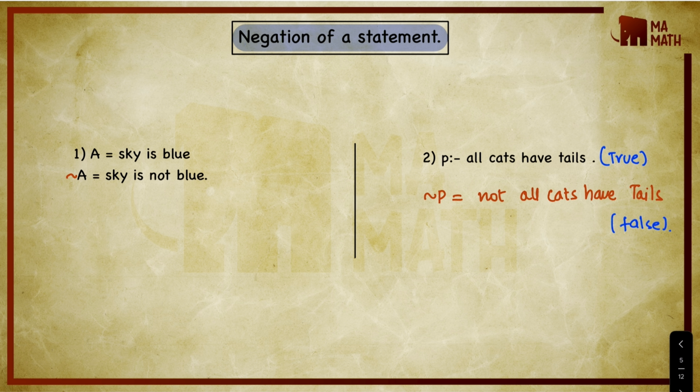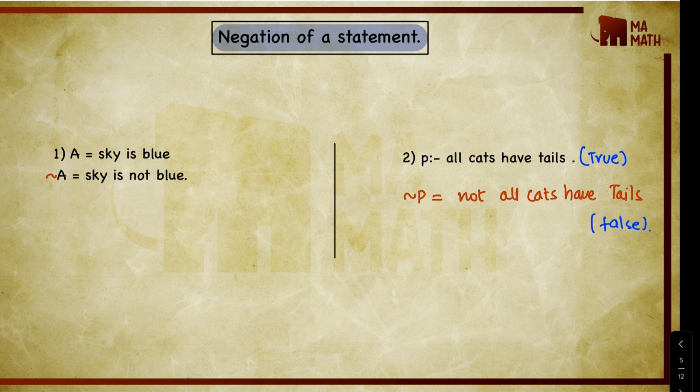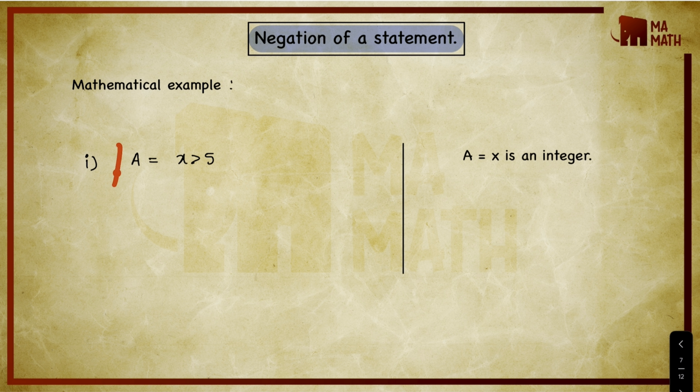Now that we understood the general scenario, let's talk about some interesting mathematical examples. Let's talk about the first example, where we have a statement A which is: x greater than 5. So the negation of A will be simply the negation of A is equal to, now the statement is saying x should be greater than 5, so the negation will be x must be less than or equal to 5.